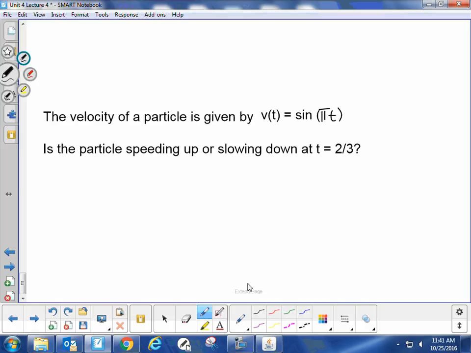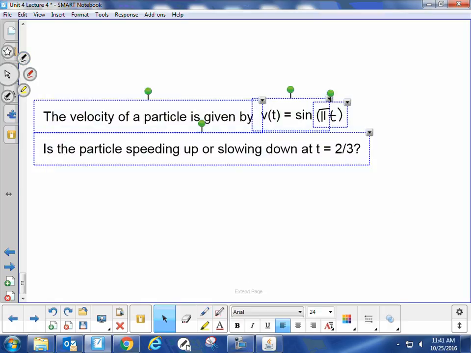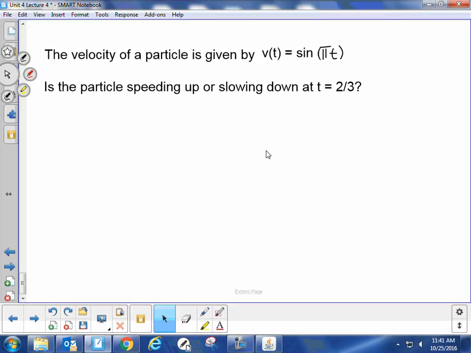So I can be given a function for position or velocity and asked, are we speeding up or slowing down at a specific location? I could be asked just in general, when are we speeding up or slowing down? I'll do all 3 of them. But if I'm looking at a specific location, all I need to do is evaluate and look at the signs of my velocity and acceleration at this value, 2/3.